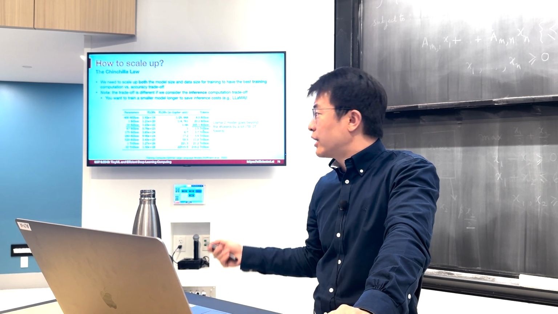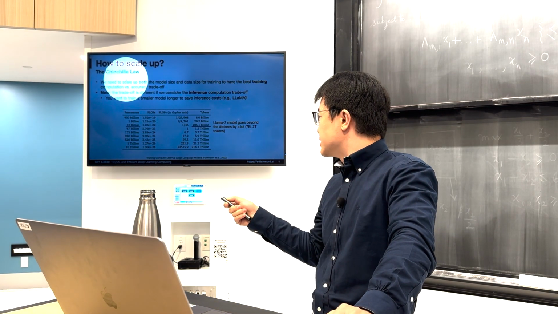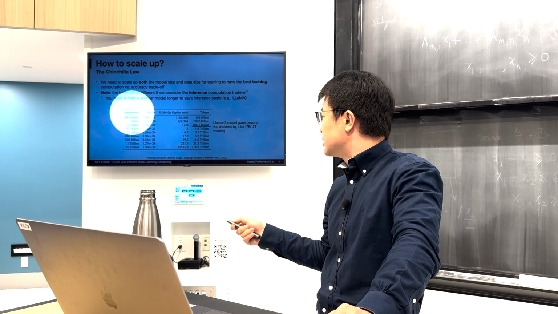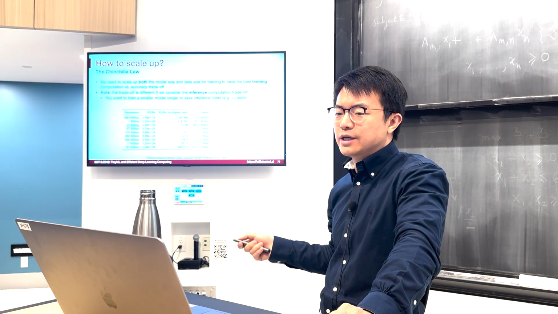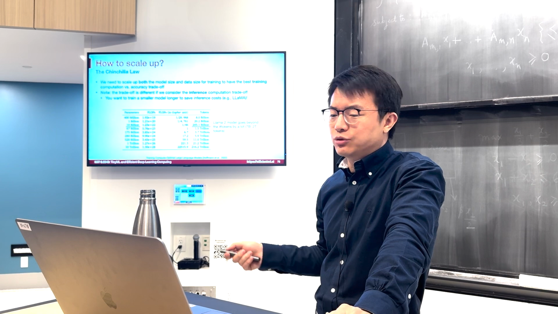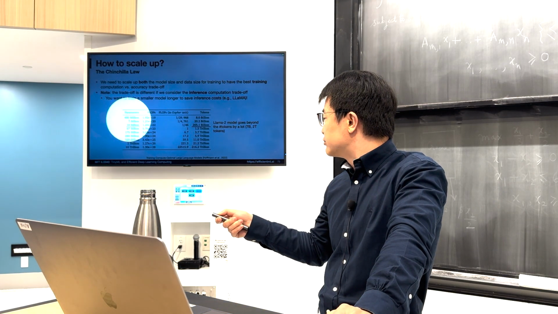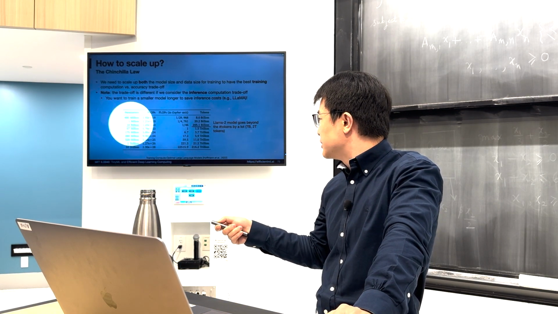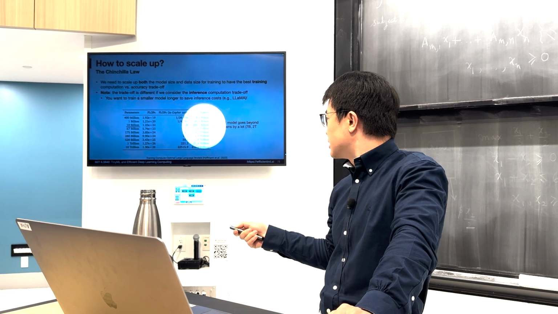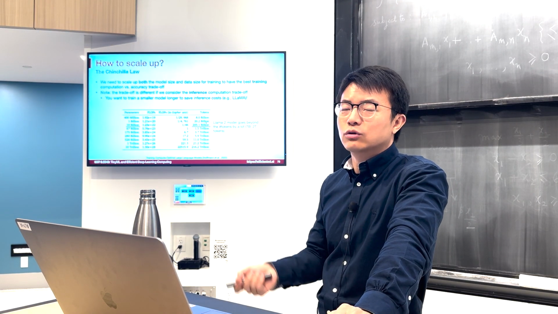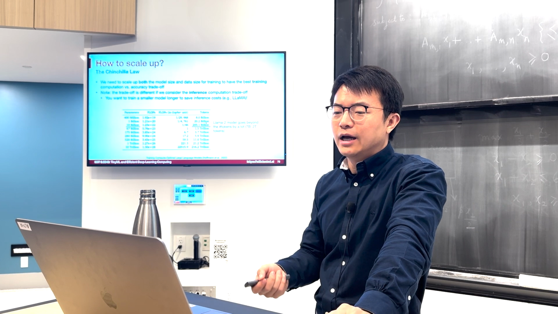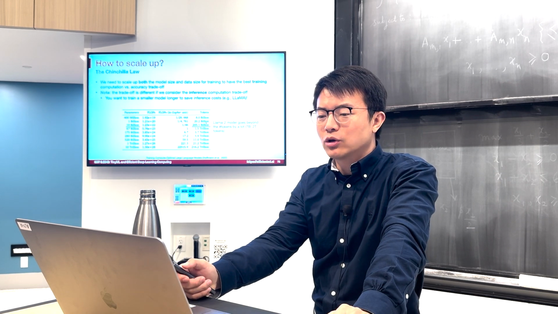A very interesting part is the Chinchilla law, which describes the relationship between the parameters and the number of training tokens. Basically it's saying that as the parameters grow from 400 million, 1 billion, to 1 trillion, the number of training tokens also needs to grow. You cannot just grow the model without growing the data. The data and model have to grow proportionally.